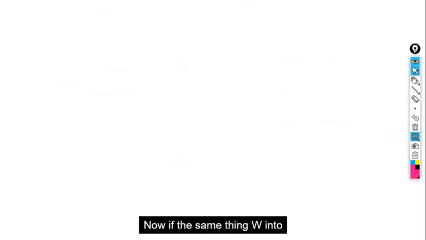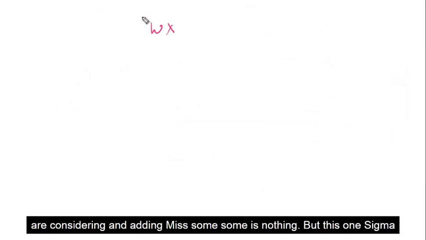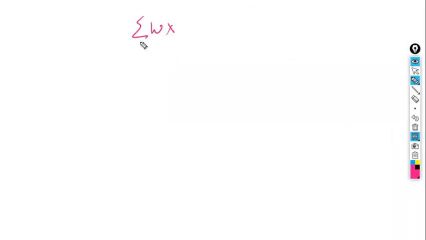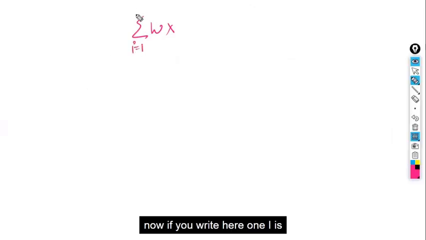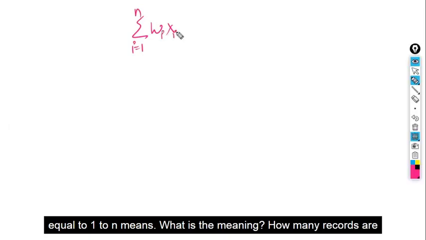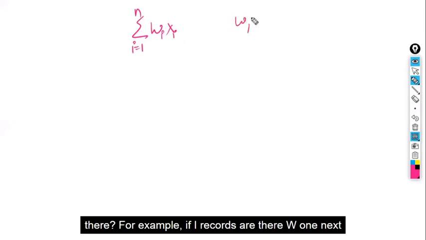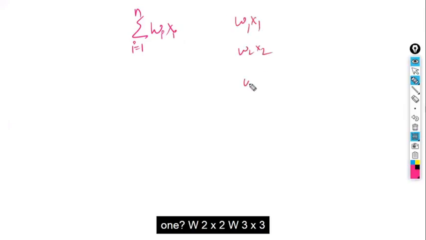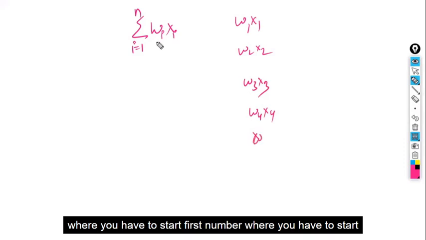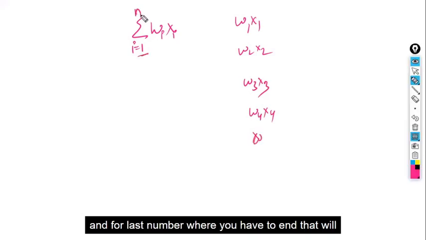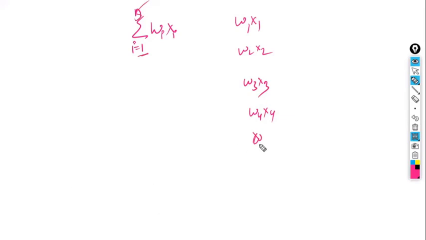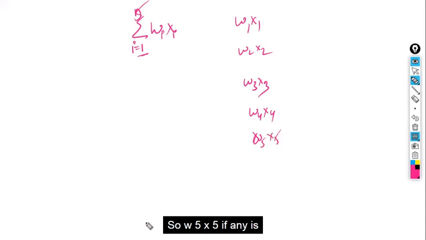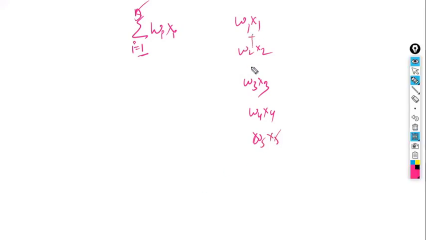For each record you consider W into X, and you add the records; the sum is nothing but sigma. If you write i equal to 1 to N here, what is the meaning? How many records are there? For example, 5 records: W1 x1, W2 x2, W3 x3, W4 x4, W5 x5. You have to indicate where to start and where to end. If n is equal to 5, then W5 x5 is the last one.